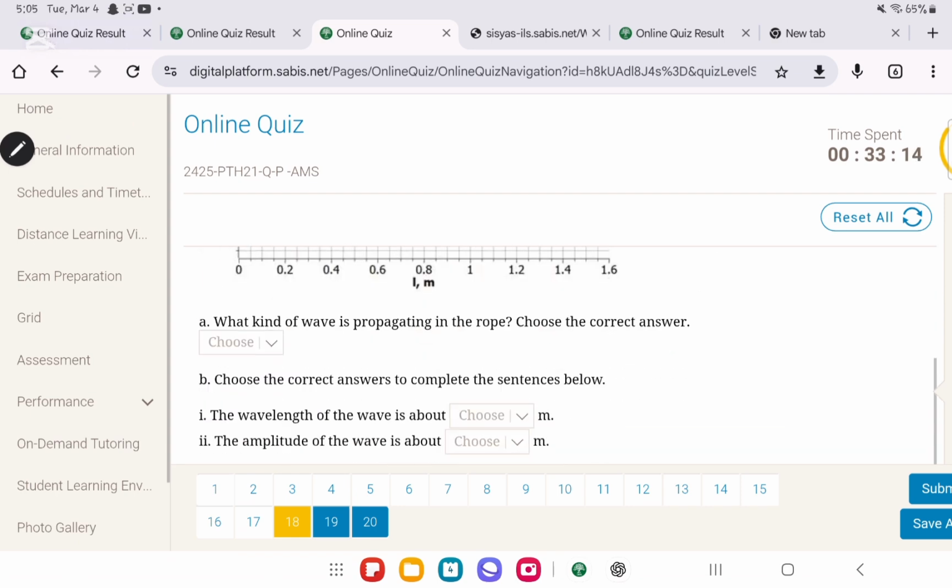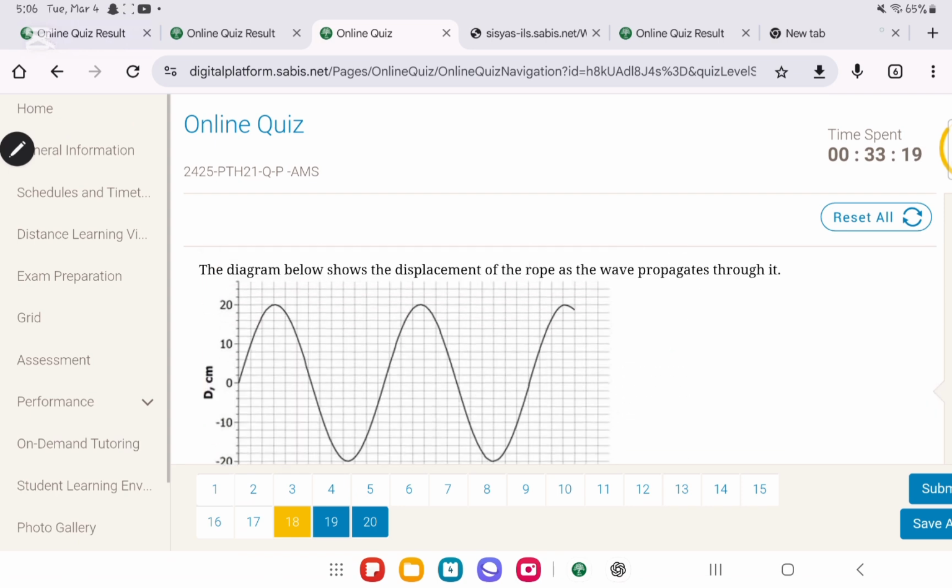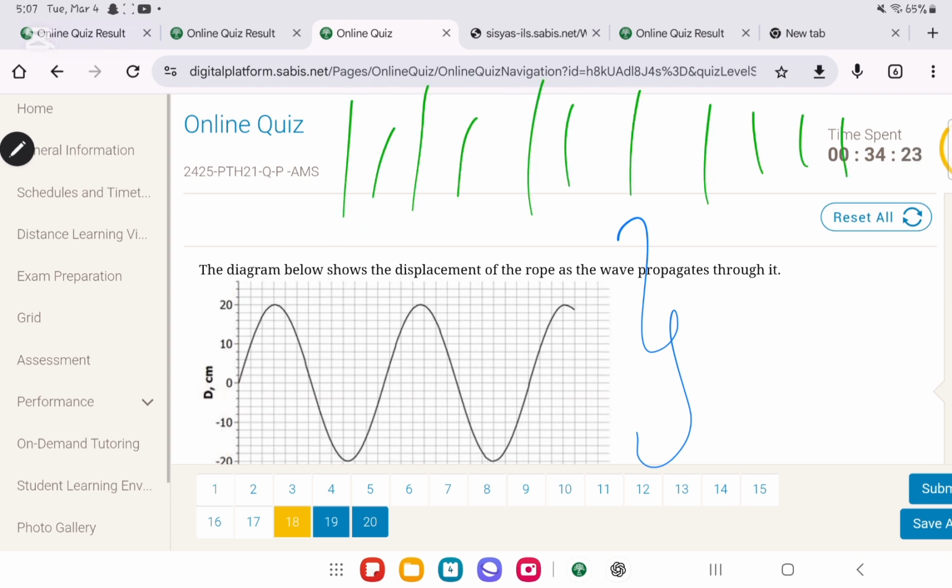We move on to question number 18. Here they said, what kind of wave is propagating in the rope? So very simply, as I stated before, the transverse wave is always a sine function. It always looks like this. Whereas a longitudinal wave would look something like this. It would look like line, space, line, space, line, space, like this. This is what a longitudinal wave looks like.